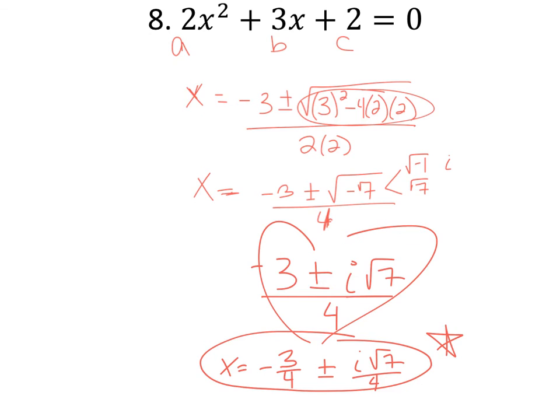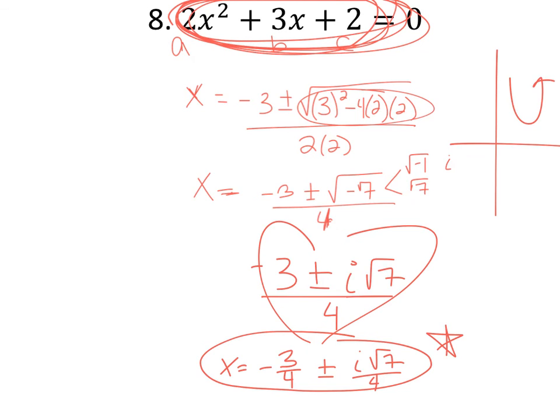Also, fun fact, when you graph the original, this guy up here, 2x squared plus 3x plus 2, it's going to float above the x-axis because your answer is imaginary.